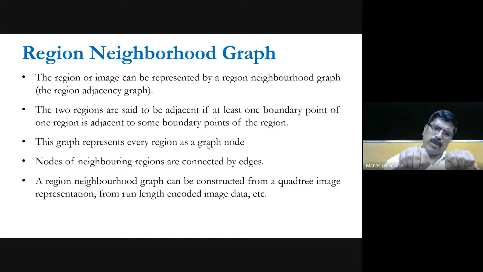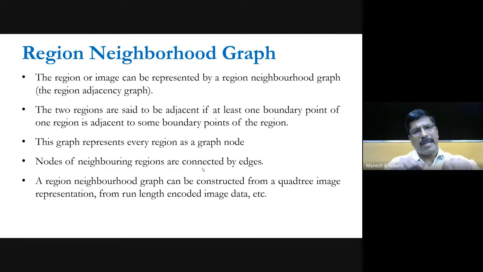Now see what will be the relation between this node and this node. This node is to the right of this node, or this node is to the left of this node. This information will be there along with the edge between these two nodes. So nodes of the neighbor regions are connected by edges. For example, this is one region forming one node, this is another region forming another node, and then these two nodes will be connected by an edge.